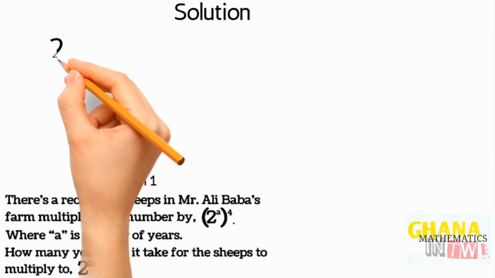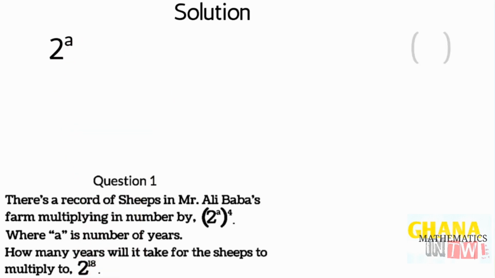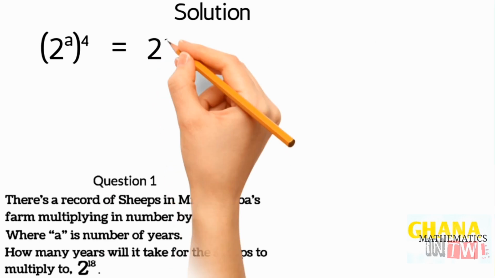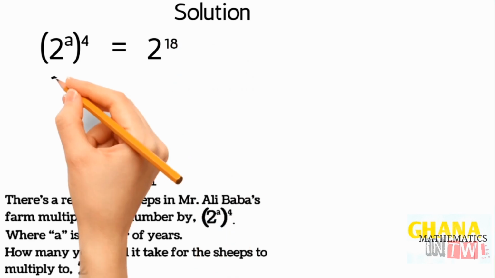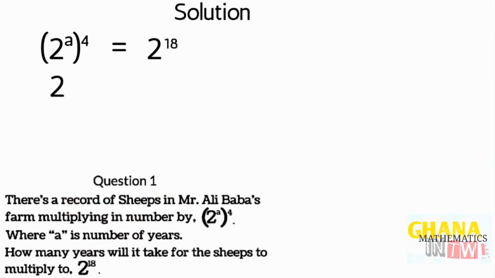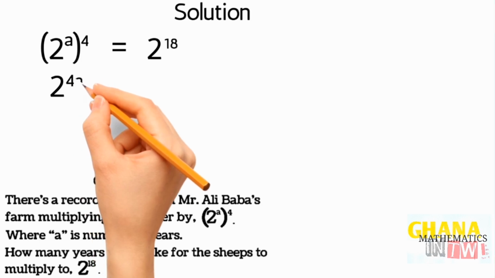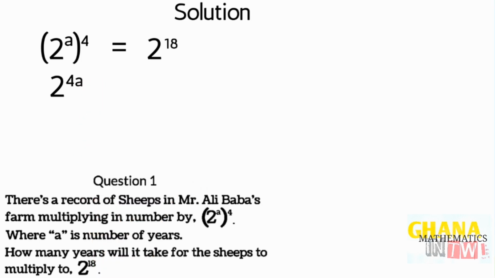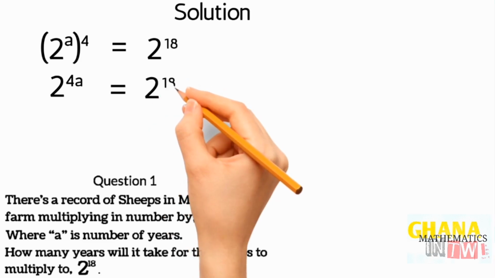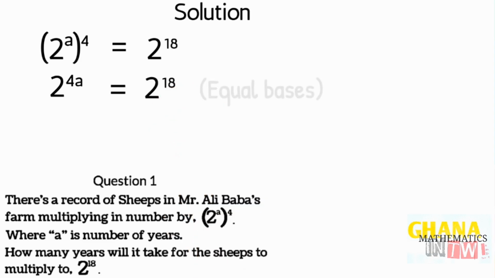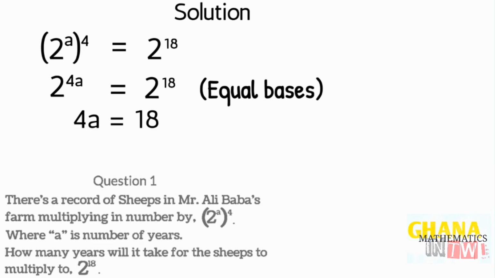So for us to work with this question easier, we have to make a duplicate of the question, a copy of the question. So I will create 2 raised to the power a, in brackets, raised to the power 4, and 2 raised to the power 18. Then the power a will multiply 4, so 4 times a is 4a, which is equal to 2 raised to the power 18. So the equal to is the reason why I'm using the word equate. Just say I've equated 2 raised to the power 4a to 2 raised to the power 18.